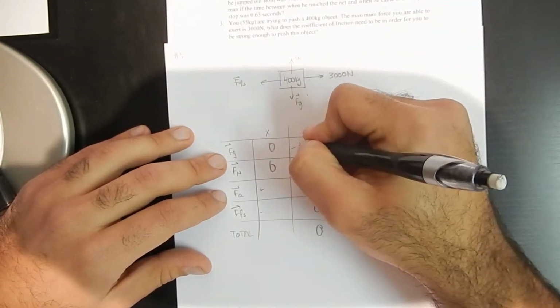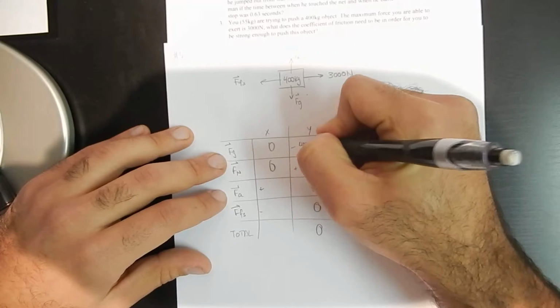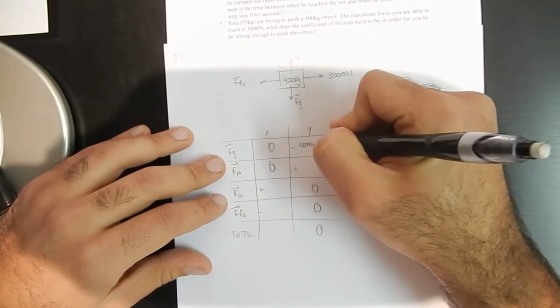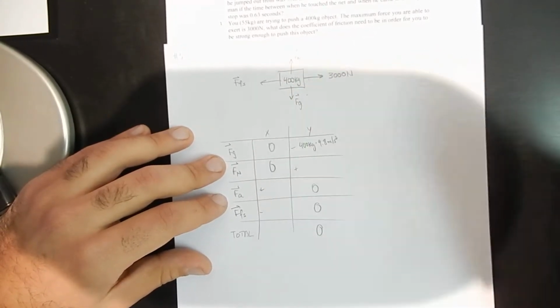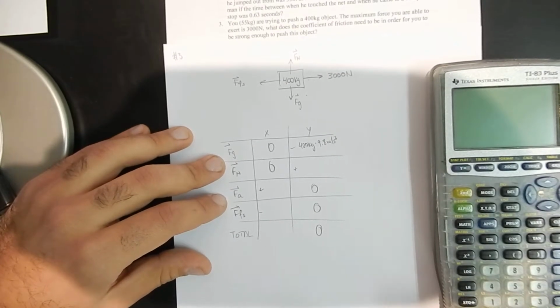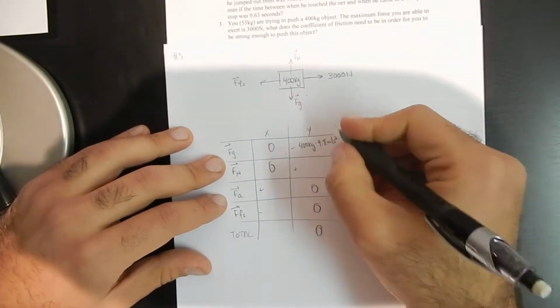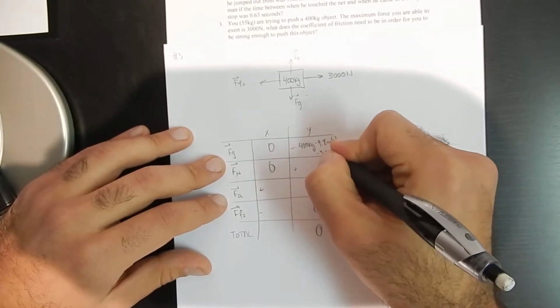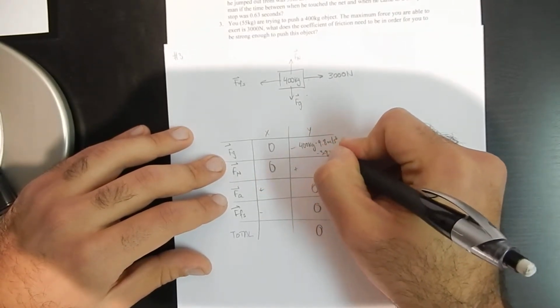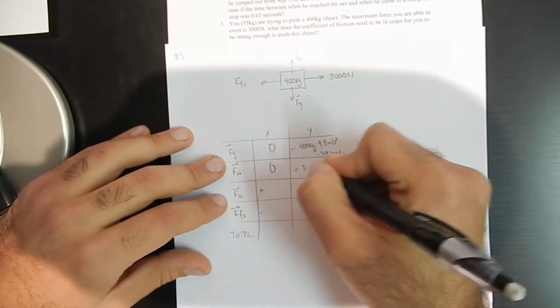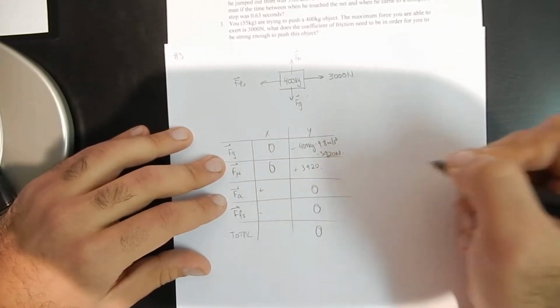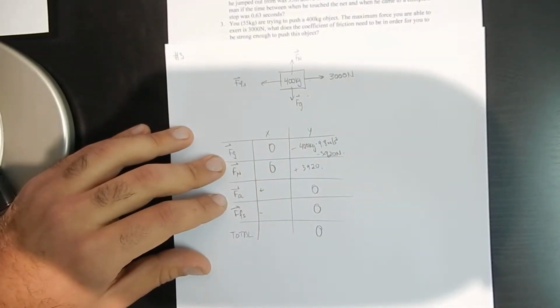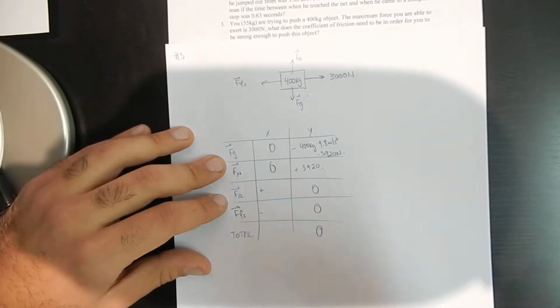Force of gravity is 400 kilograms times 9.8 meters per second squared. And that's equal to 3,920 newtons, or negative 3,920 newtons. That means the normal force is positive 3,920 newtons. Alright.